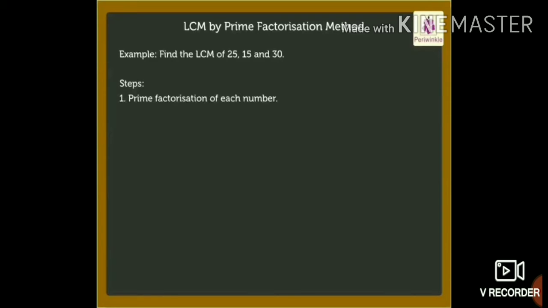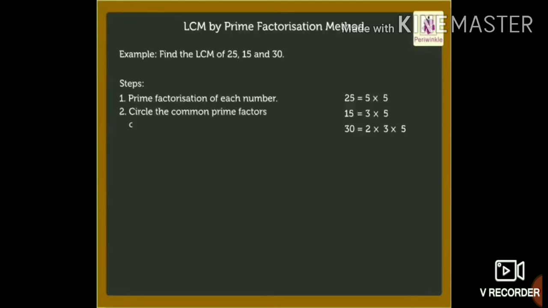15 and 30. Before that, we have to know the prime factorization of 25, 15 and 30. The prime factorization of 25 is 5 into 5. The prime factorization of 15 is 3 into 5. The prime factorization of 30 is 2 into 3 into 5.